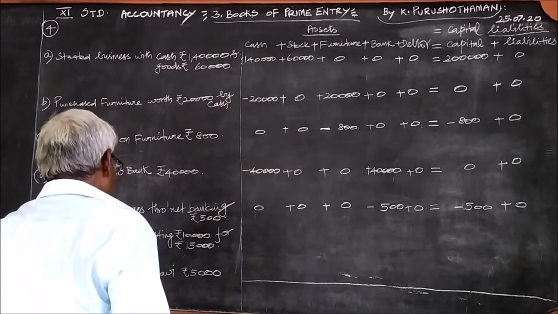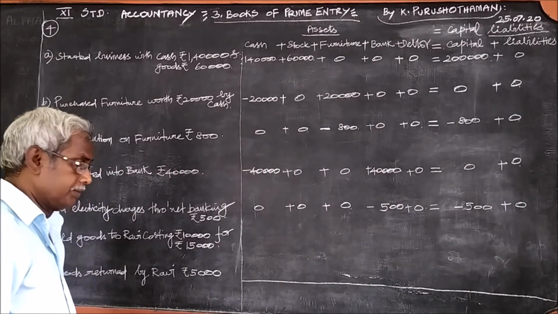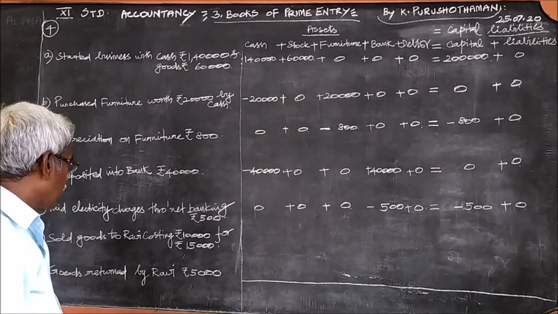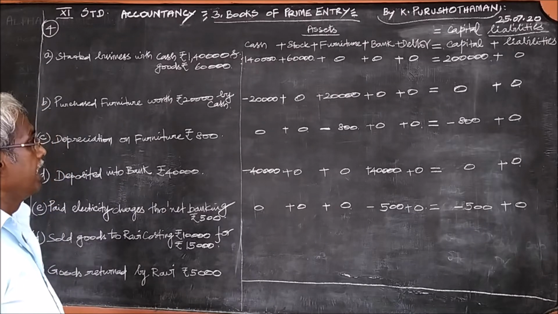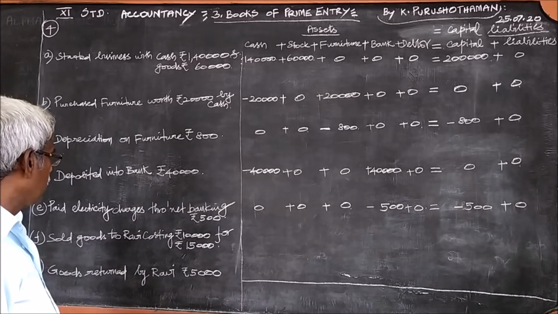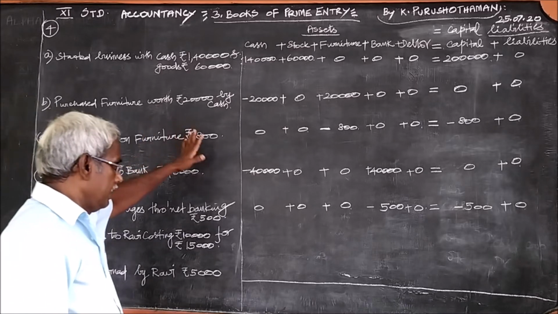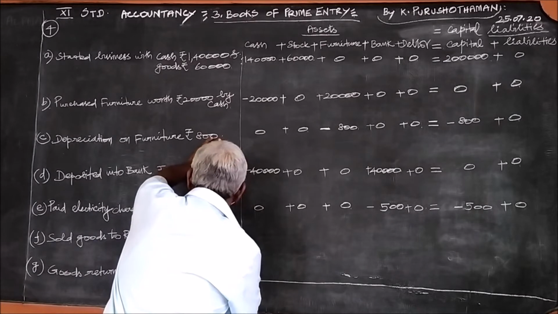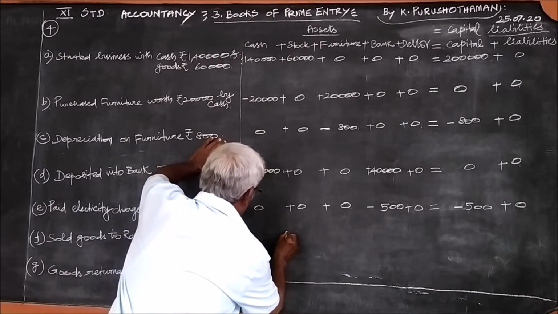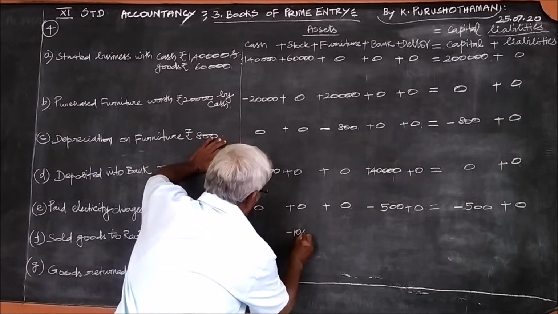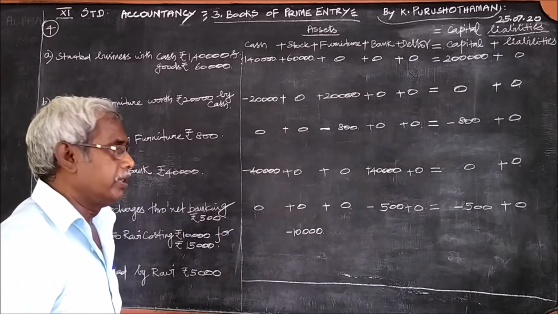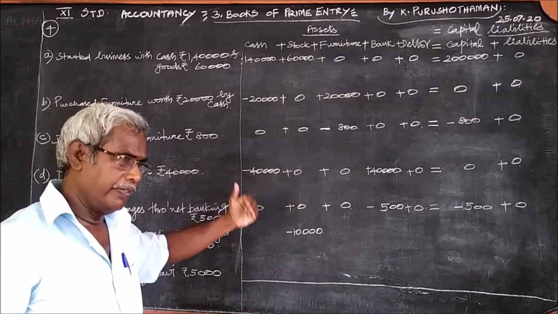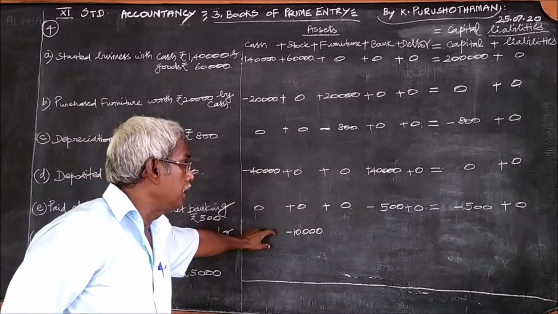Then listen very carefully to this one. Sold goods to Ravi costing 10,000. 10,000 valued goods are sold to Ravi. So we take 10,000 valued goods and sell them away to Ravi. If we take the goods and sell them, the goods will reduce, isn't it? The stock will reduce, therefore minus 10,000.